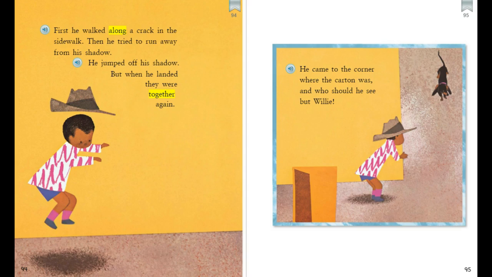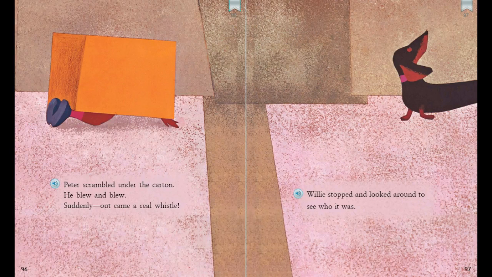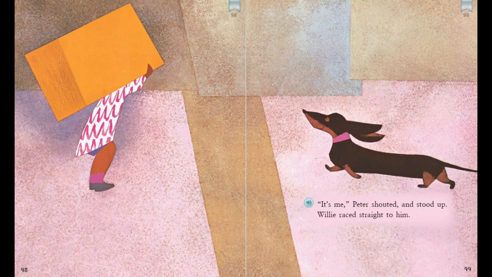Reread page 95 and look at the picture. What do you think Peter will do next? What clue helps you to know? How is Peter's problem solved? Why does Willie stop and look around? Describe what happens when Peter comes out of the box. How do you think Peter feels during this part of the story, and why?